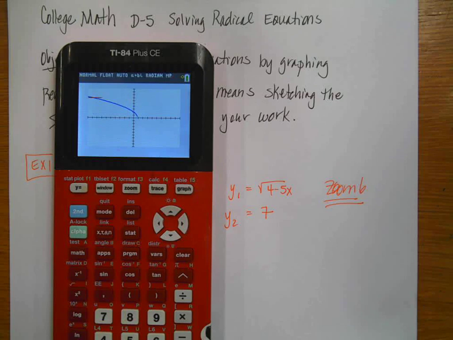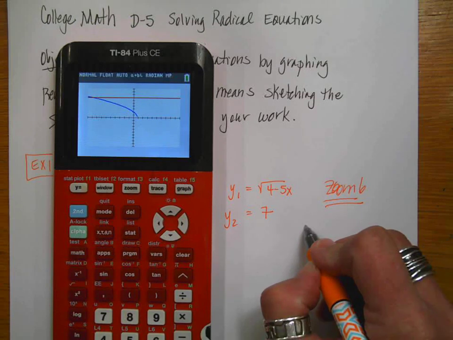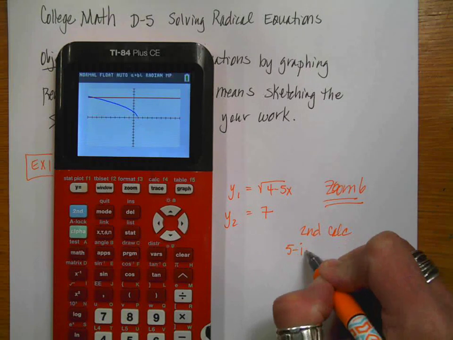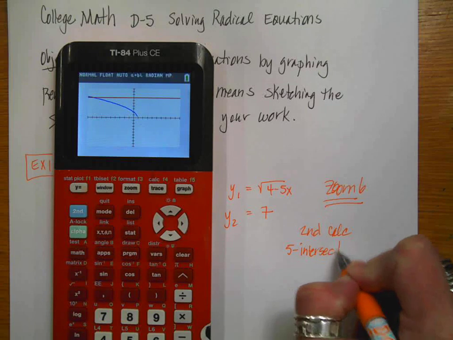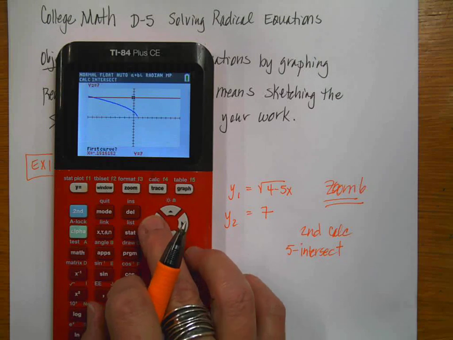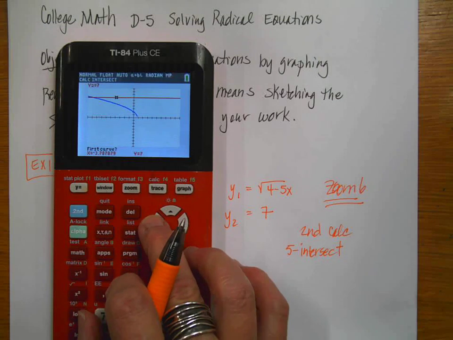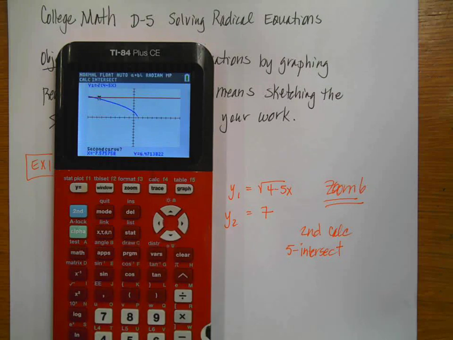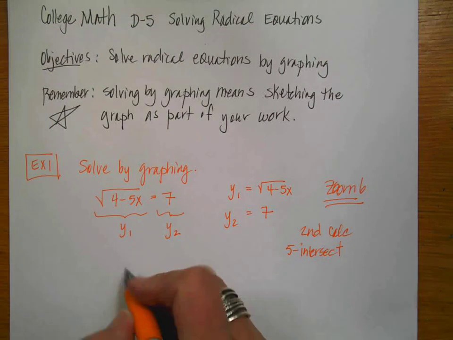So here comes the square root function. And then there is the horizontal line, y is equal to 7. To find the point of intersection, I'm going to do second calculate, and then 5 for intersect. I'm actually going to trace the straight line because the shortest distance between 2 points is a straight line. I'm going to get close, and I hit enter, enter, enter. And it tells me that the point of intersection is negative 9, 7.